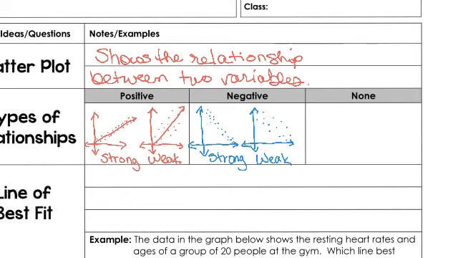So the difference is that once you get here to the none, that's when you see it's not strong or weak. It's just that the data is all over the place and there's no obvious linear association, whether up, positive, or negative. There's no line average that could be drawn in either direction. This is just no association.